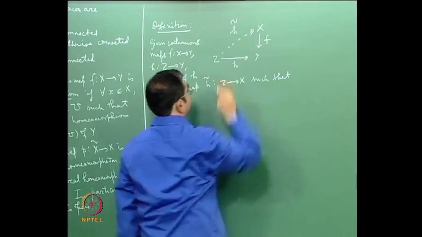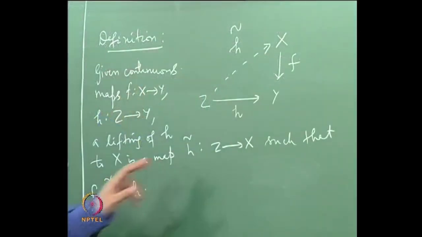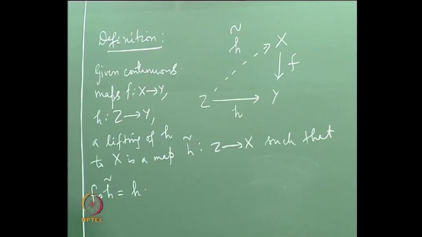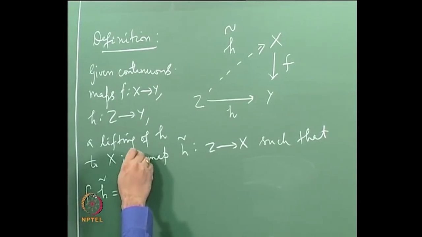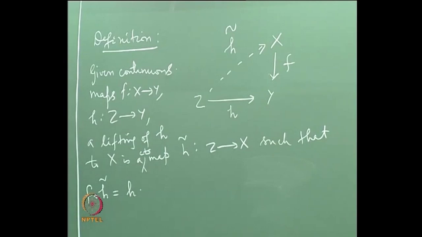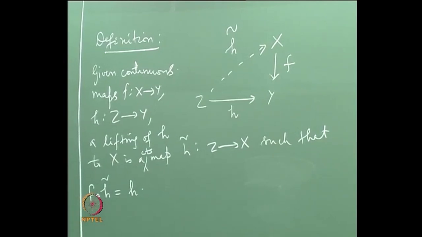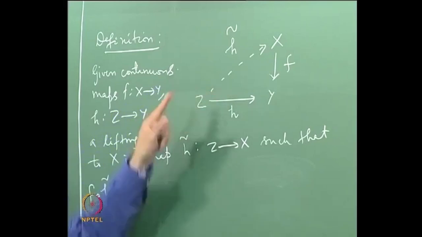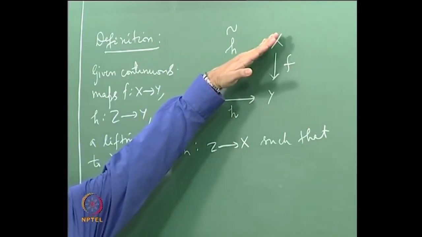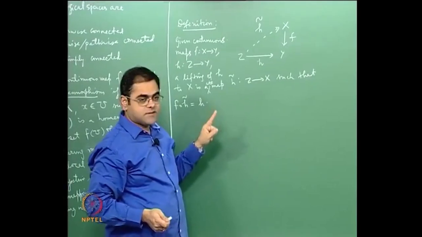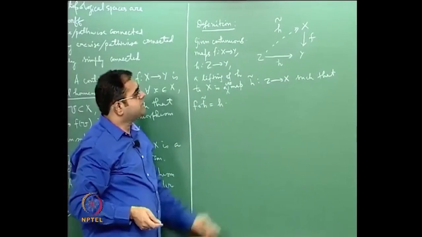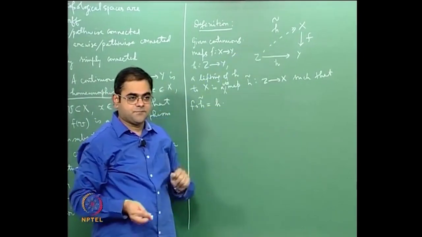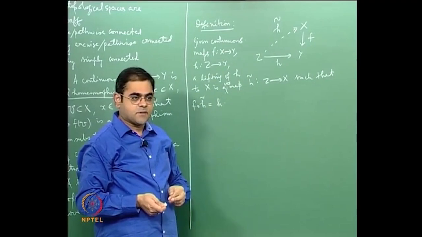So there is a H tilde. Of course, when I say map, I mean continuous map. We are in the category of topological spaces, so I should include here continuous, I just put CTS. What has happened is that this map H has been lifted to a map H tilde. And why do we call this a lift? Because this followed by this is this. That is this condition. So we say that H tilde is a lift of the map H.